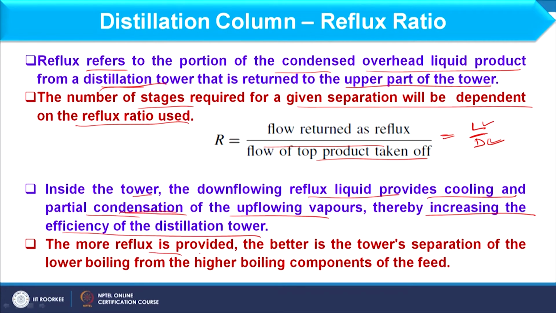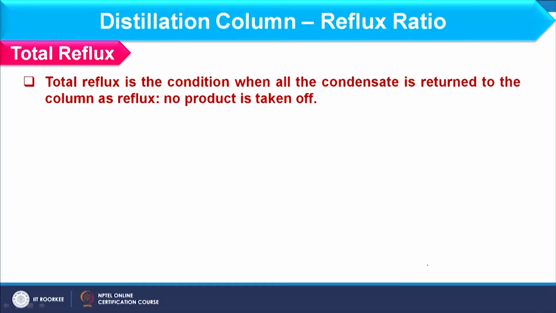When we provide more reflux, the tower's separation of low boiling from high boiling components of the feed is better. In this way we consider the reflux ratio an important parameter, and let us see how to find the reflux ratio and what the different reflux ratios available are. The first one is total reflux. When I am considering total reflux, it means all condensate is returning back to the column, and in that case we are not taking any product exiting the distillation column from the top. So distillate will be 0.